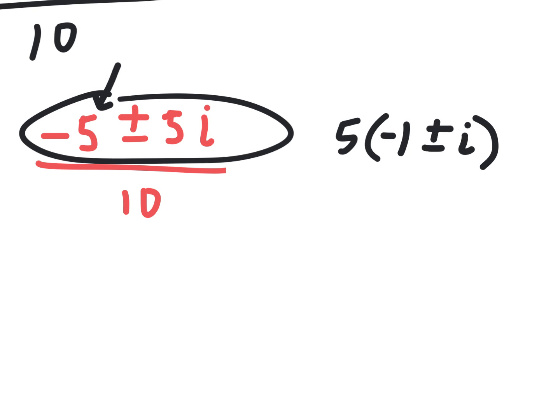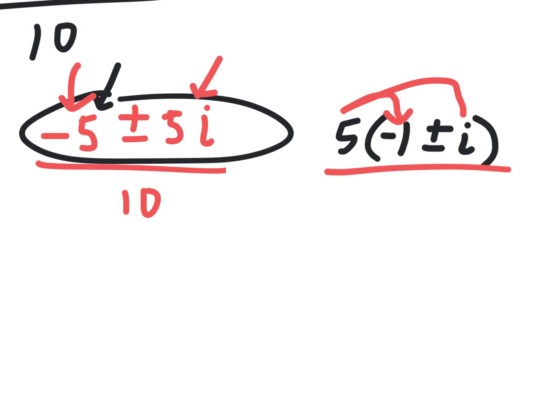Now, how did that work? Because if you multiply it back out, look, 5 times negative 1 is negative 5, and 5 times the i gives you the 5i. And then it's all over, and then be smart. If you can factor the 10, you should. 5 times 2. And then that shows you that these can cancel: negative 1 plus or minus i, all over 2.